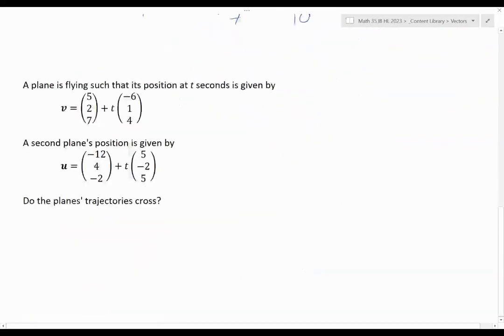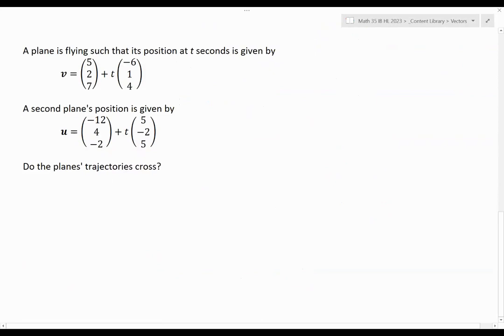Now, in 3 dimensions, we have multiple options for intersections of lines. So in 2 dimensions, you have 2 options. Either the lines intersect, well, I guess we have 3 options. Either the lines intersect exactly once, or they are the same line, coincident lines, or they never intersect, in which case they're parallel. We do sort of have those same options in 3 dimensions.